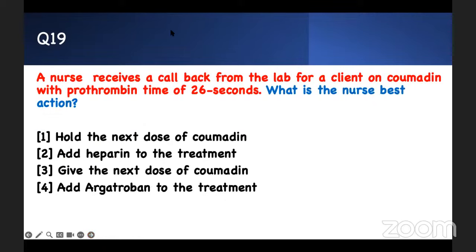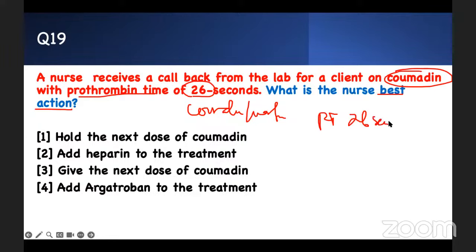Okay. This can be a little bit hard. Some people don't pay attention to these numbers. I try to set a question here. What is the next best action? A nurse received a call back from the lab for a client on Coumadin with a prothrombin time of 26 seconds. Rewrite it: I have Coumadin or warfarin, and my PT is 26 seconds. It's the same question I gave you. What do you want to do? Do you want to hold the next dose of Coumadin, add some heparin, give the next dose of Coumadin, or add argatroban to it? You have to know these numbers in case they give it to you. Okay, your PT, the normal level is 10 to 13 seconds.